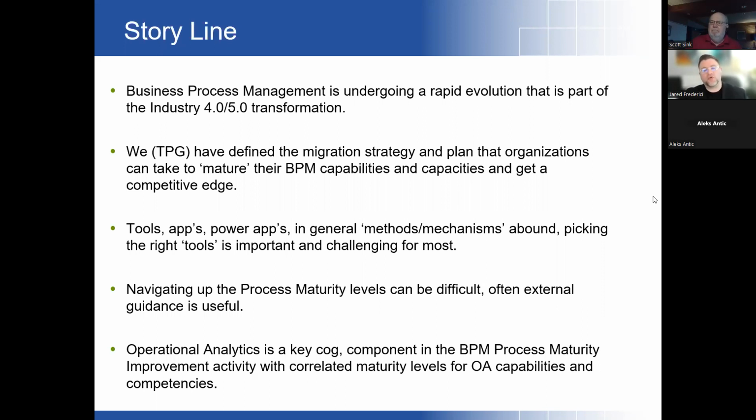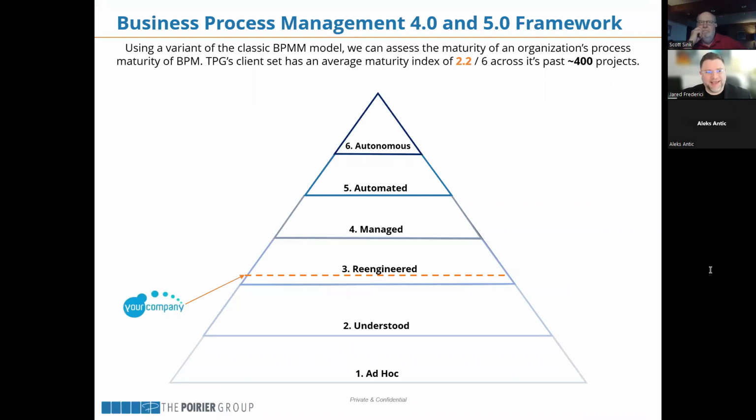So if you imagine the overlap or the concentric circle between OA and BPM, that's part of the context of this webinar, and then some more detailed tools and techniques to improve your skills at it. So we'll hop right in. And again, triangle here. So this is really around the BPMM framework of maturity.